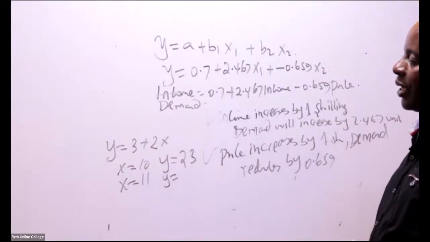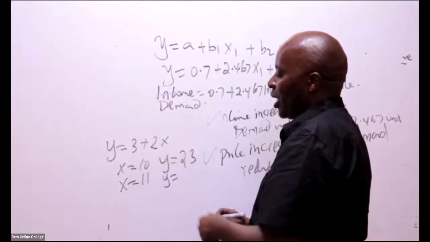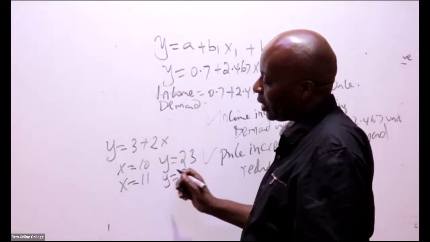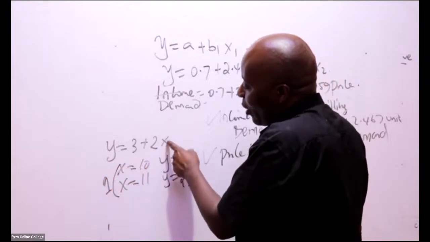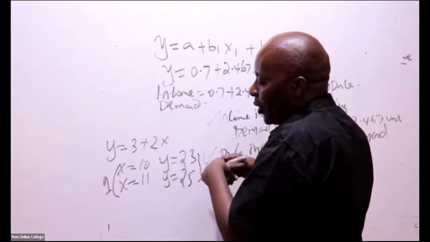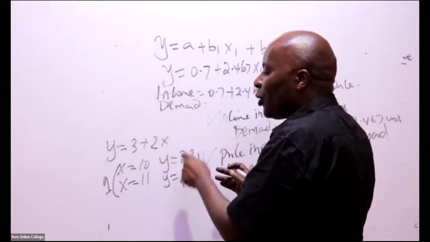If x is 11, this will be 2 times 11, 22 plus 3. This gives me what here? 25. So then check this. When x increases by just 1, what has happened with y? Y has increased by 2, because 23 to 25. That's how you interpret the gradient.